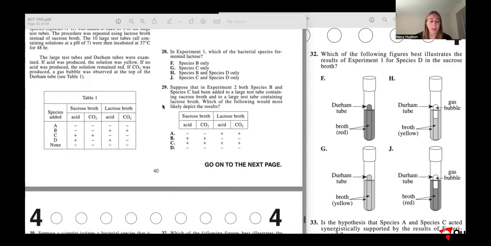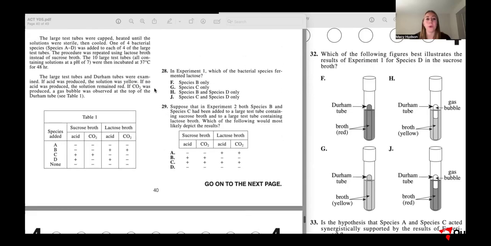So when we then look at the data summary, and again, we are focused on species D. For species D, it tells us in sucrose that it produces acid, but it does not produce CO2. So the positive sign means yes, it was produced. The negative sign means no, it was not produced. So because acid was produced, the text told us that the solution will be yellow.